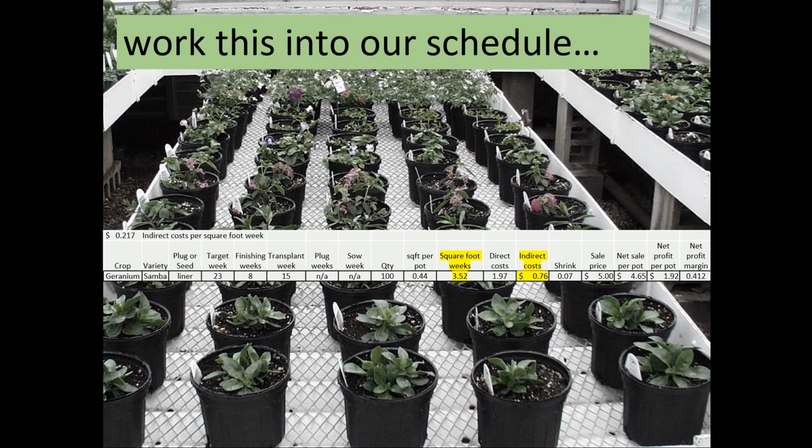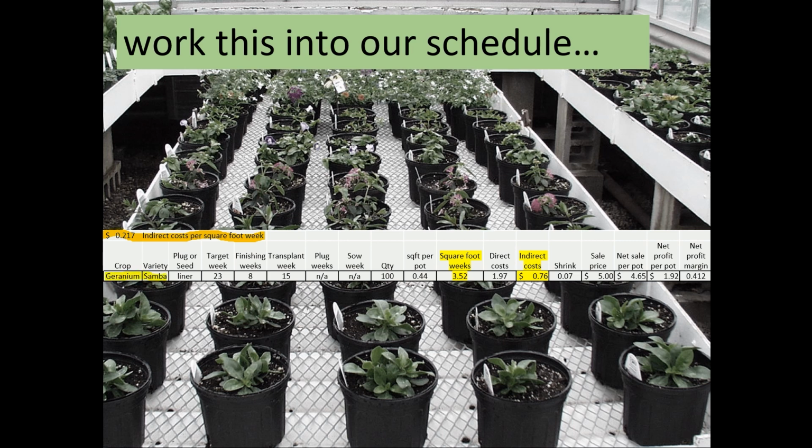Right, so I'm sorry this is so small, but I wanted to fit everything on here. This is how this works into our schedule. Let me get a different color highlighter. So this 21.7 cents, we already established for my greenhouse range for the year, is how much the indirect costs me per square foot week. Right, so here's our crop, our geranium.